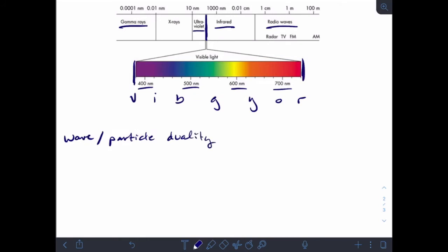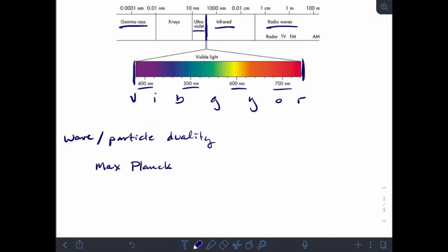Okay, and it was well understood that light behaved like waves. They had all kinds of experimental evidence to support this. But they were starting to see that light actually did other things too that made it seem more like a particle than a wave. Okay, so we have a scientist named Max Planck.